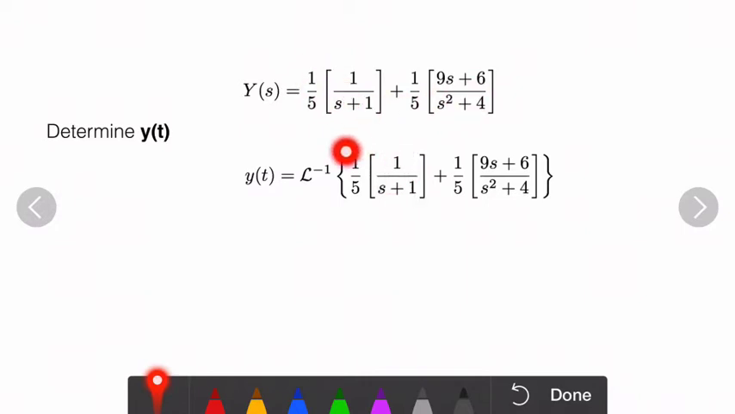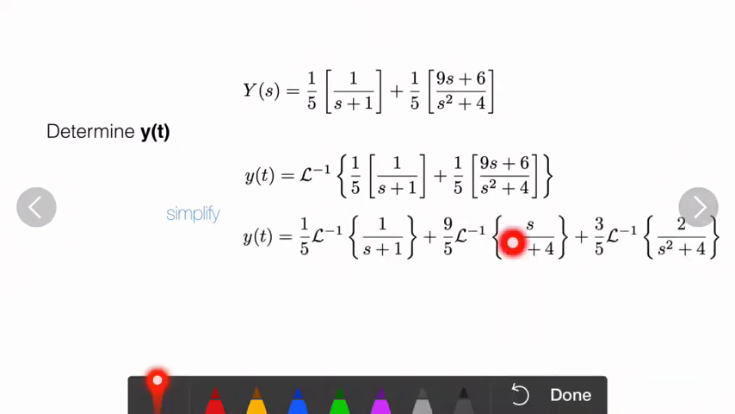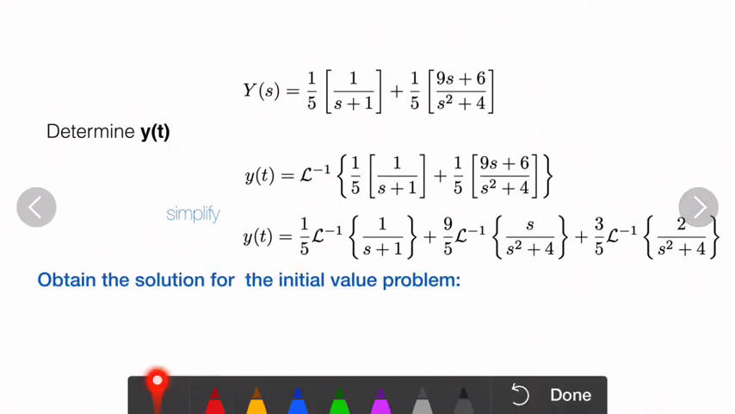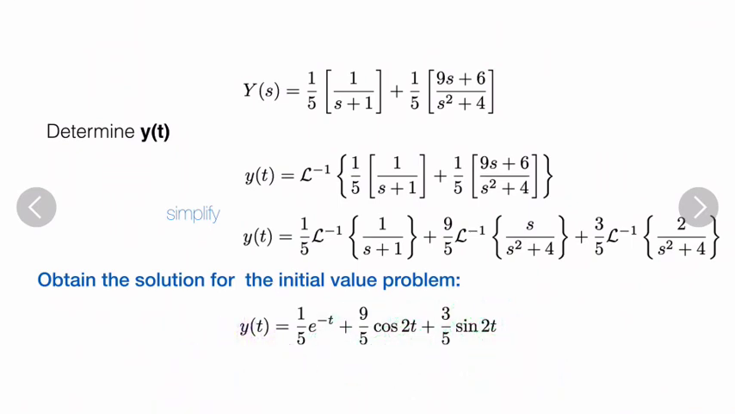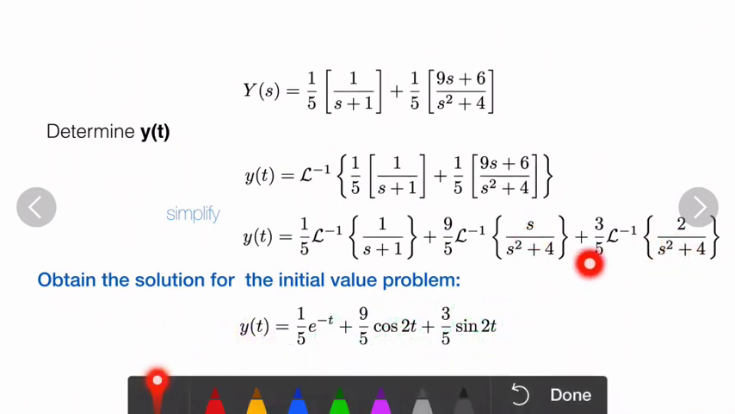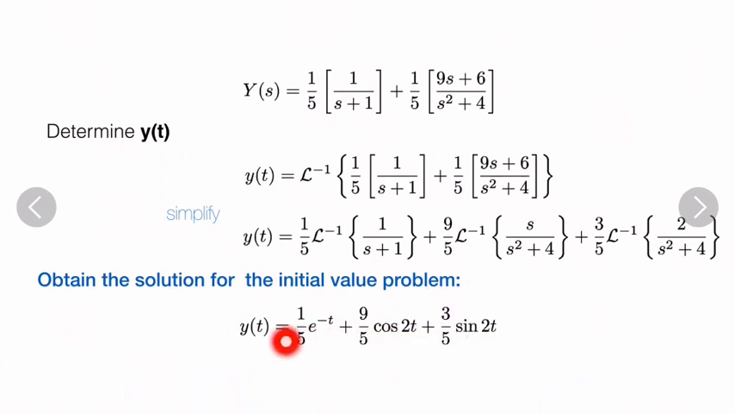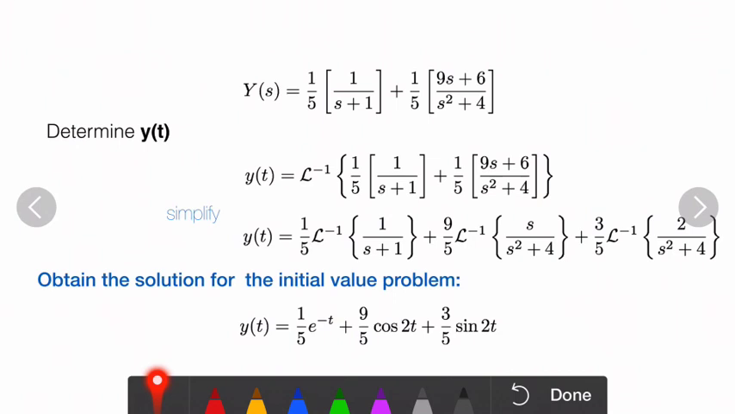For this one it's very easy; you will get the exponential form. But for this one you have to split into two terms first. The inverse Laplace transform gives you the negative exponential, this one gives the cosine function, and this one gives the sine function. This is the solution for the initial value problem for the particular non-homogeneous equation, and it is very simple using the Laplace transform.